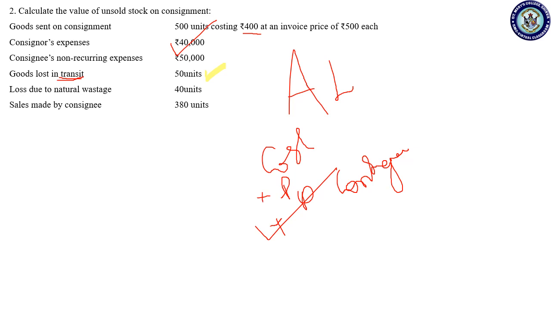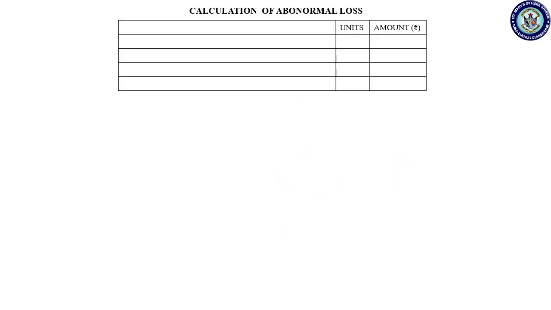Okay, these two points you have to keep in mind. One, when we have to take invoice price, and the second one, when we have to take proportionate non-recurring expense of the consignee. Okay, so now we'll move to the format. You just draw the format, that is calculation of abnormal loss. Draw the lines.